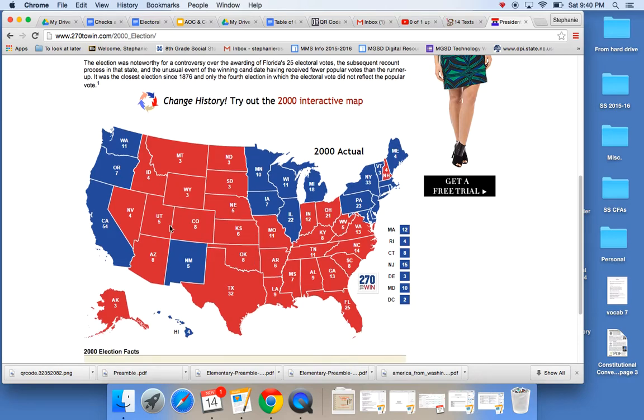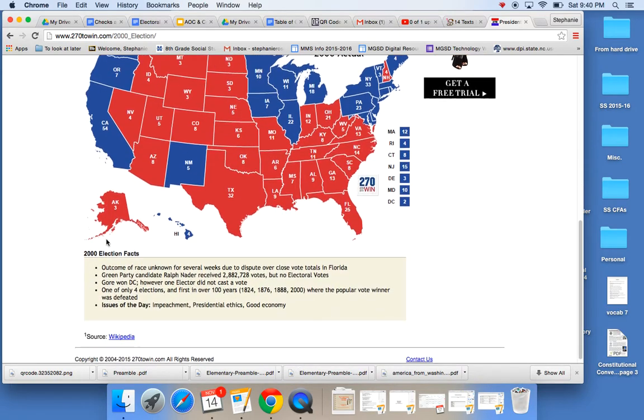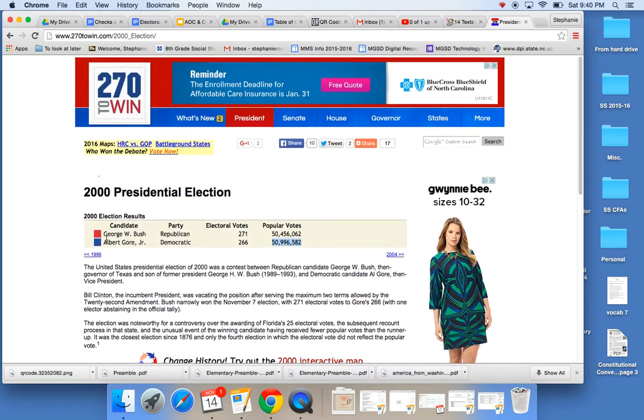But looking at the map, see, George Bush kind of did what I was just talking about. And you can also kind of see the South usually votes Republican. Not all the time, but usually. The North usually votes Democrat. The Midwest is kind of a mix. And the Pacific Coast usually votes Democrat as well. And we'll talk more about that when we get into political parties later.